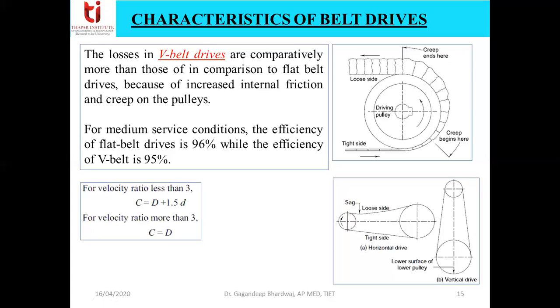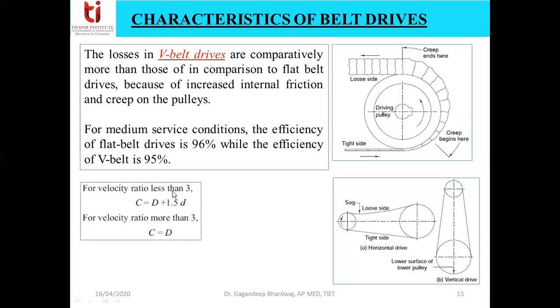In case of horizontal drive, the upper side is always kept as the loose side, because on the upper side, the sag of the belt due to its own weight slightly increases the arc of contact with the pulleys and increases the efficiency of the drive. When the lower side is loose, the sag will reduce the angle of wrap with the pulleys. That's why we keep the upper side as the loose side in that case.